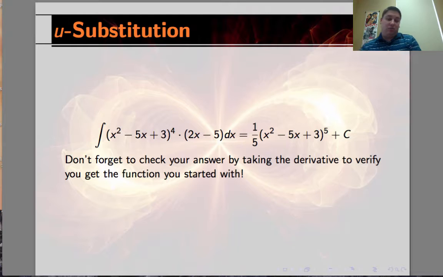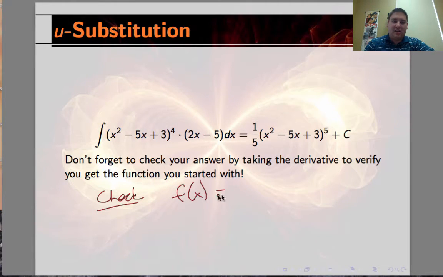Don't forget to check your answer by simply taking the derivative, and when you take the derivative, you're going to be using the chain rule. So that's why this is the chain rule backwards. So let's do this check together real fast. Let's check our work. My original function, I'm going to call it f of x, is 1/5 times x squared minus 5x plus 3 raised to the fifth power.